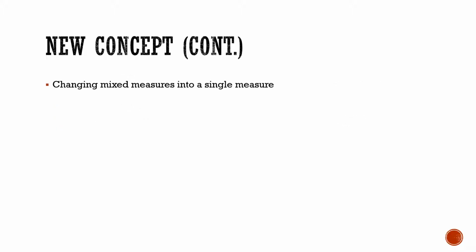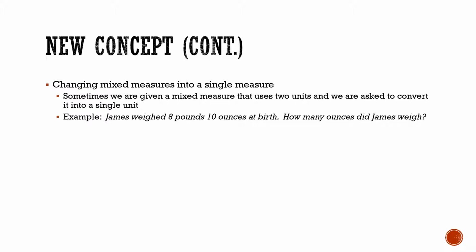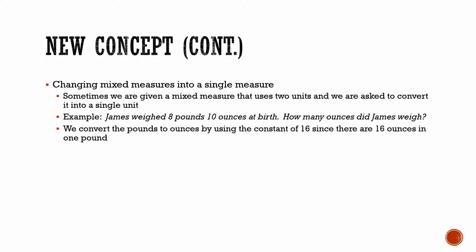Sometimes we want to change mixed measures into a single measure. The most common example for that would be something like if you're 5 feet 4 inches tall, how many inches tall total are you? Here's another example. James weighed 8 pounds and 10 ounces at birth. How many ounces did James weigh? So the way we do that is by converting the pounds to ounces, same way we just did those other conversions. We'll use the constant of 16 since there are 16 ounces in 1 pound.